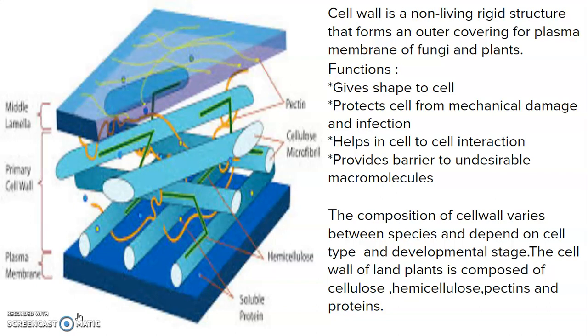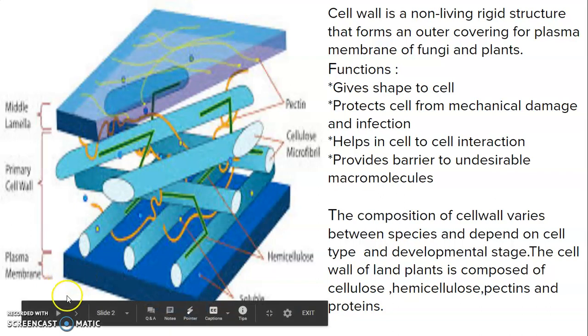In the initially formed or a newly formed plant cell, it has only the primary wall. Later, it develops the secondary wall. So, the composition of the cell wall also depends on developmental stage. In the case of higher plants, the cell wall is mainly composed of cellulose, hemicellulose, pectin, and proteins.